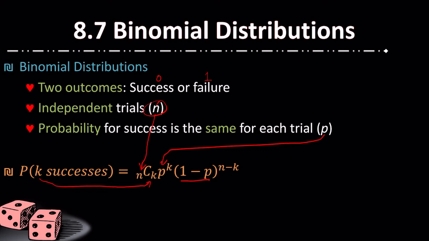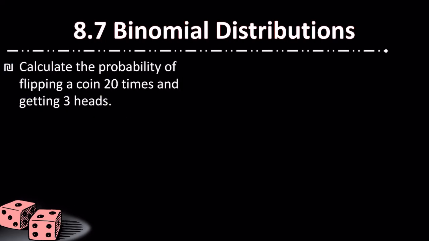So this is all the different combinations, and then our successes and our failures. So all the different successes we get times all the different failures that we get. All right, let's calculate the probability of flipping a coin 20 times and getting exactly 3 heads. Well, this is a binomial distribution because you have 2 options, a head or a tail, success or failure. Success is a head, failure would be the tail.